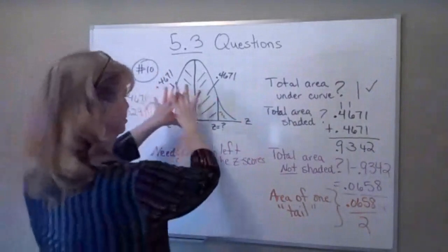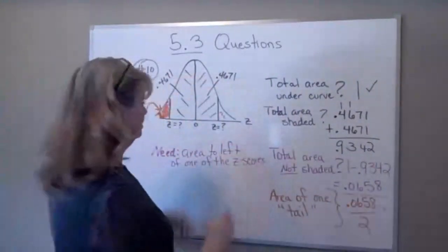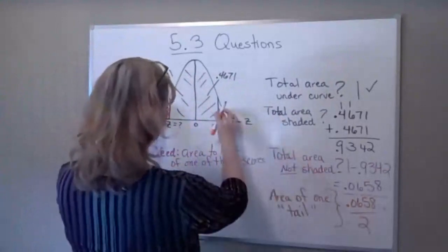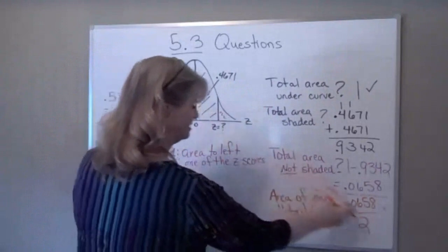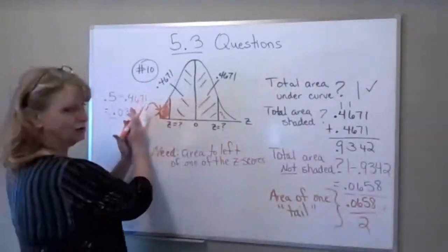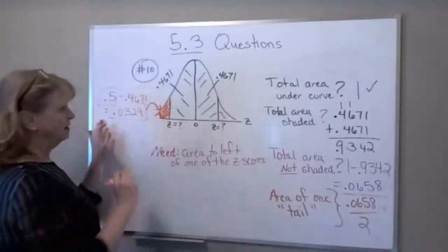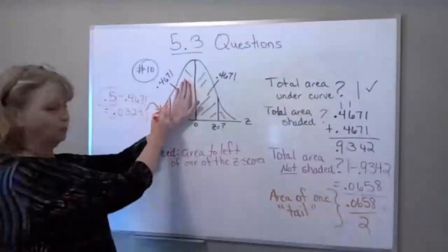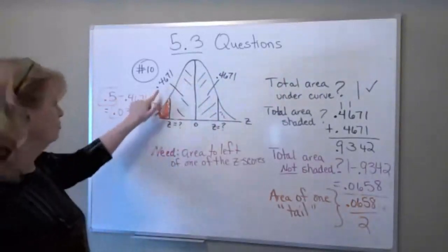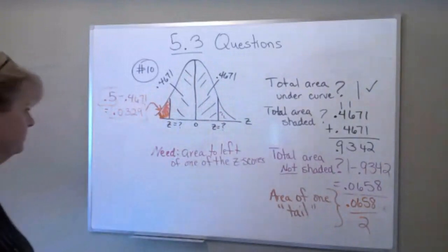Do you see there are two ways I could have gotten that? I could use the whole curve, the area under the whole thing as 1, figure out what the total is of these two unshaded areas and divide that in half. Or I can take the area that's to the left, which is 0.5, and subtract off this, and that will leave this orange section here, that one tail. Either way, that little area there is 0.0329.